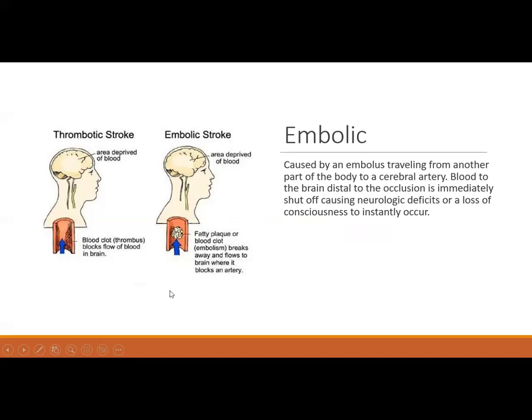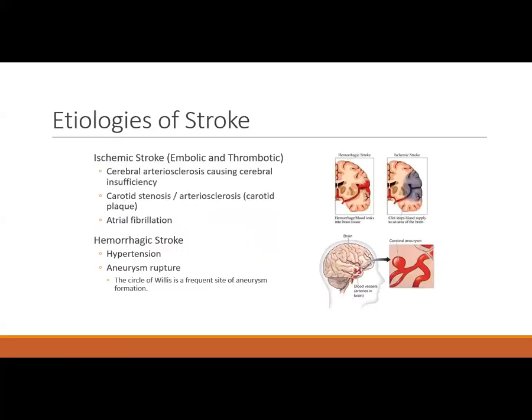So the difference is that an embolus is something that's traveling, while a thrombus is something that's staying in place. Either way, both of these can cause that ischemic stroke. So now we're going to get into some of the etiologies of stroke. What causes these things? What are our risk factors?